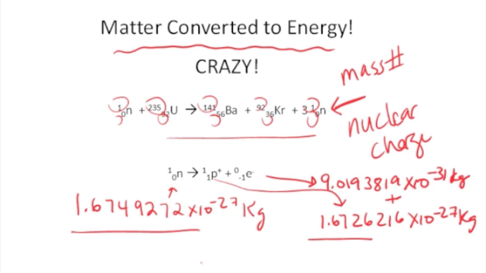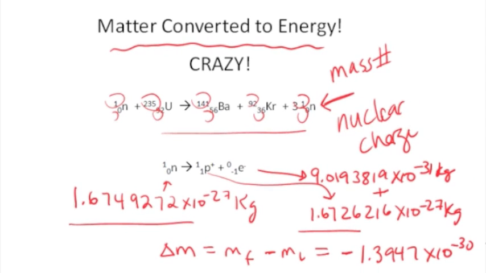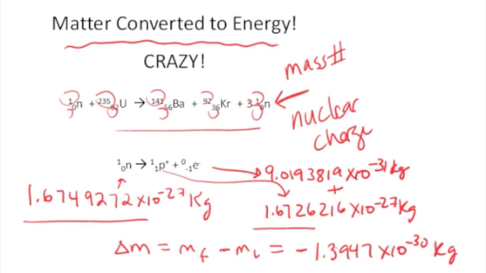As it turns out, if you look at the mass difference across this nuclear change, which would be the mass of the final, the proton plus the electron, minus the mass of the initial thing, which is the neutron, that mass difference, final minus initial, is going to be negative 1.3947 times 10 to the negative 30 kilograms. So you see that the mass difference is negative, which means that there's less mass on the right-hand side than the left-hand side.